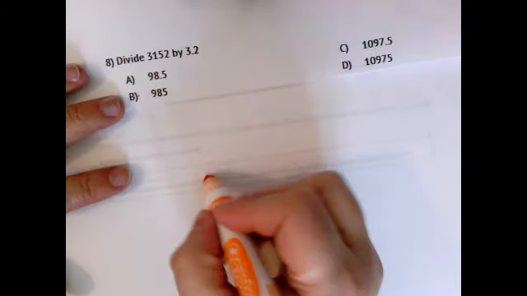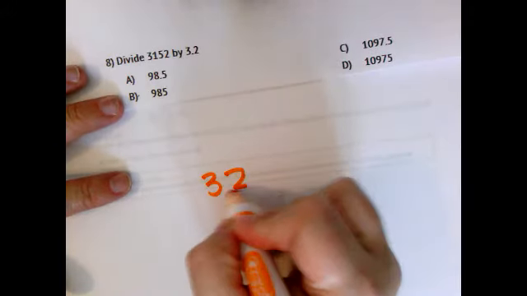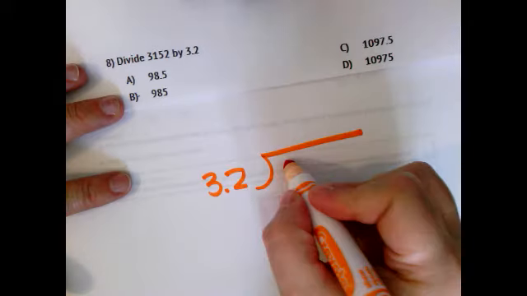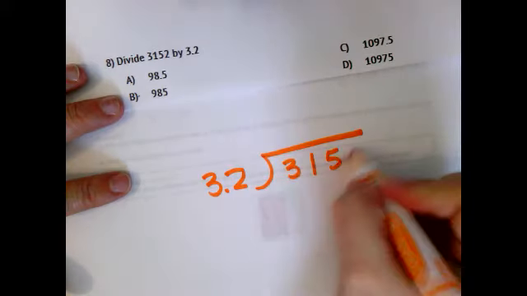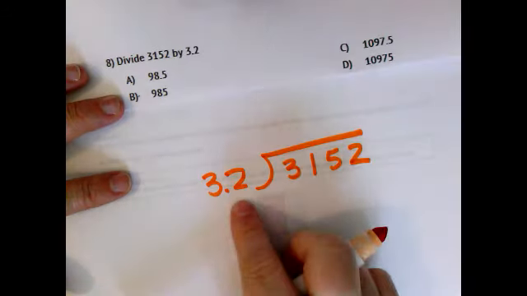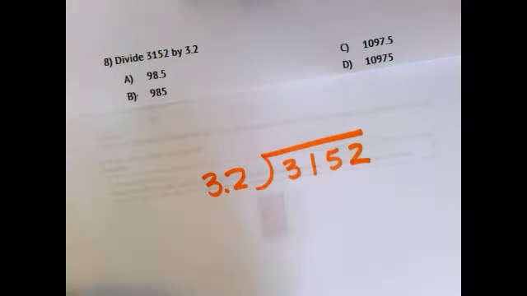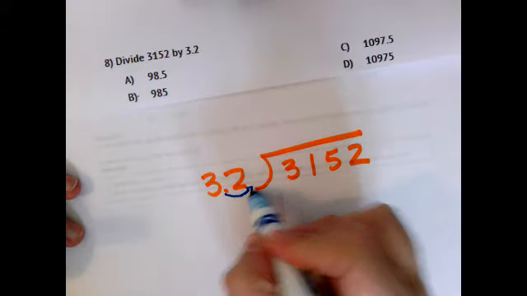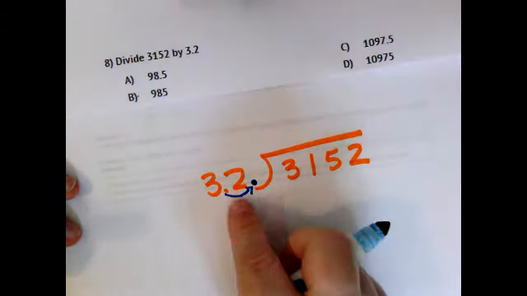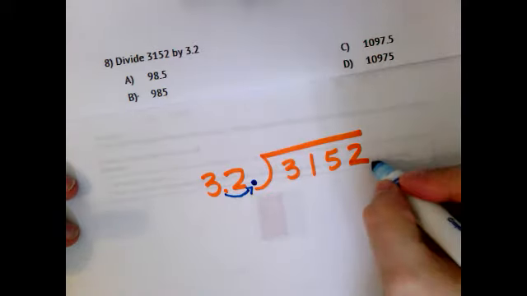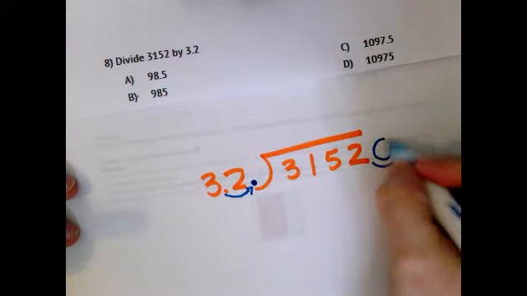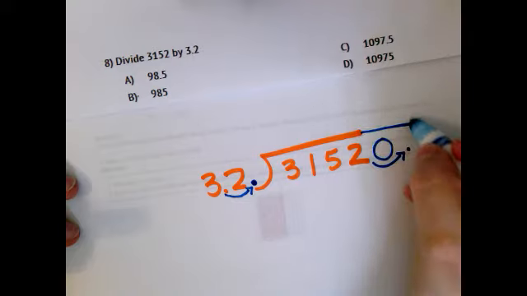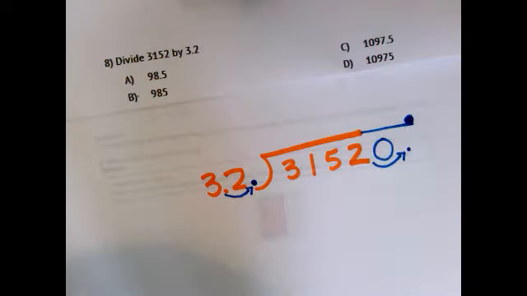All right, for number 8, it's another division problem. And they're asking us to divide 3,152 by 3 2/10. Remember, we cannot leave that decimal outside of the house. So I'm going to move this decimal over 1. And whatever I do outside the house, I need to do inside the house. All right, so there's my decimal up there.